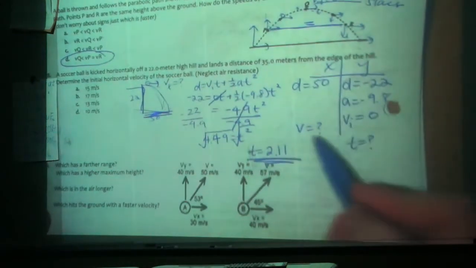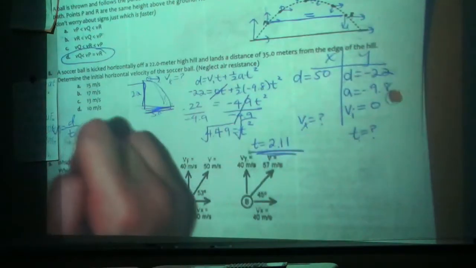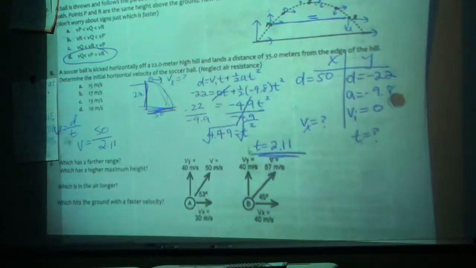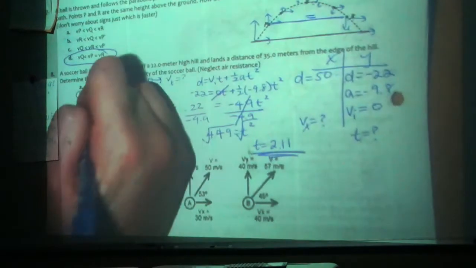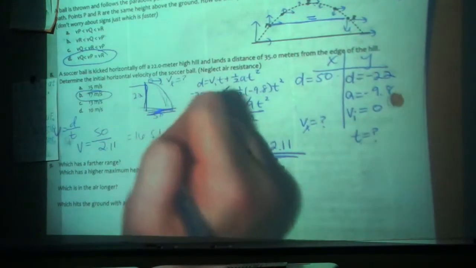And then we said we were looking for the x velocity. The x equation is always v equals d over t, and we have the x distance is 50, and the time is 2.11. So put it in your calculator and you get like 16.5 something, so then that rounds up to 17.